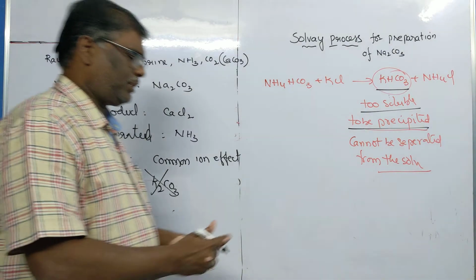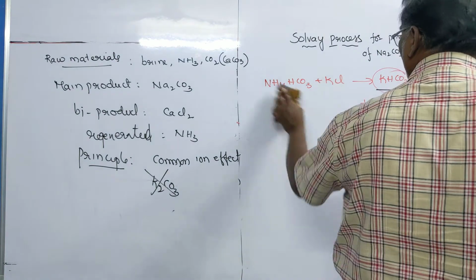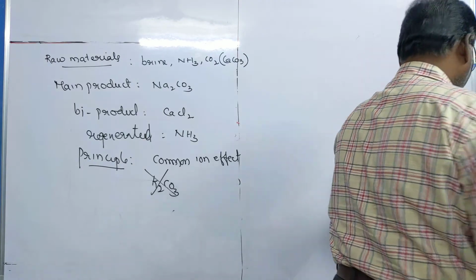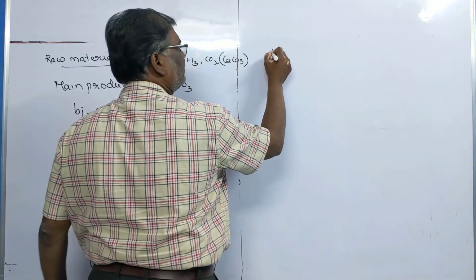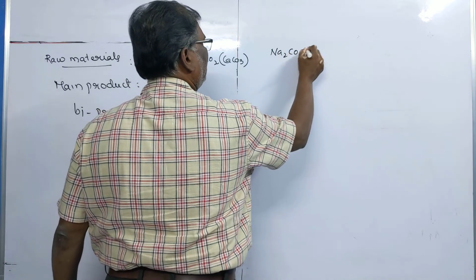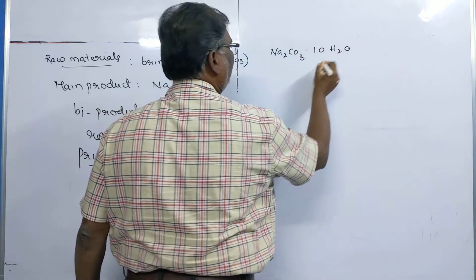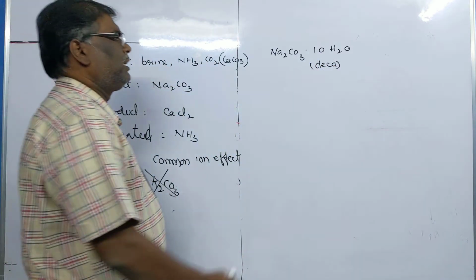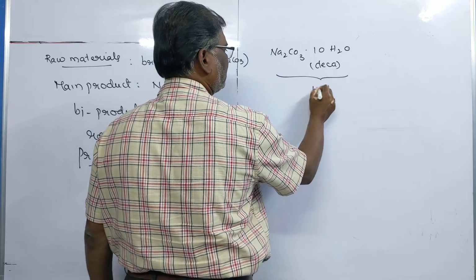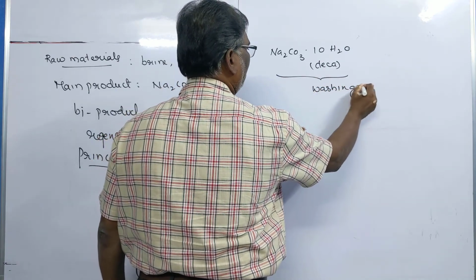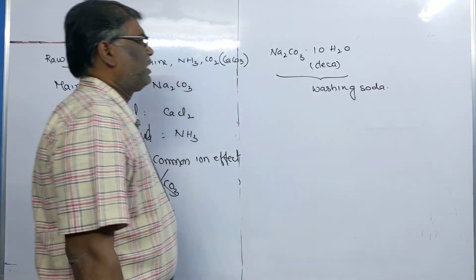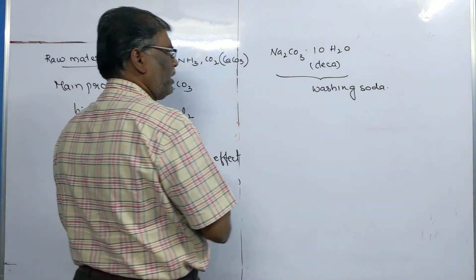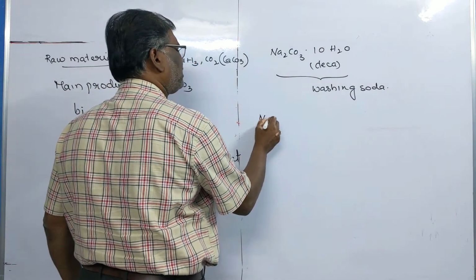The next one is, what are the properties of sodium carbonate? Sodium carbonate exists as decahydrated salt. Deca means 10. This decahydrated salt is known as washing soda. Decahydrated sodium carbonate is known as washing soda. Okay.